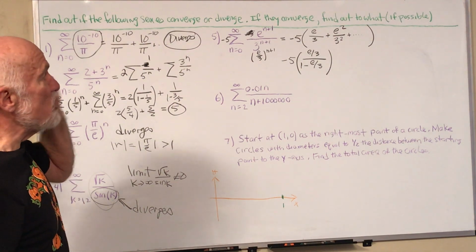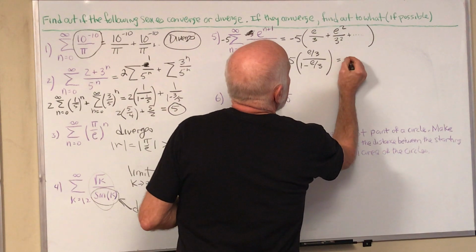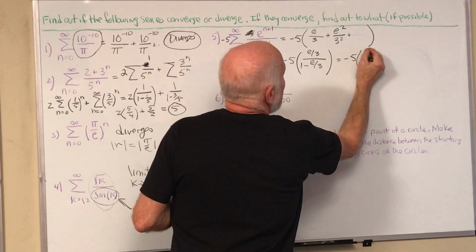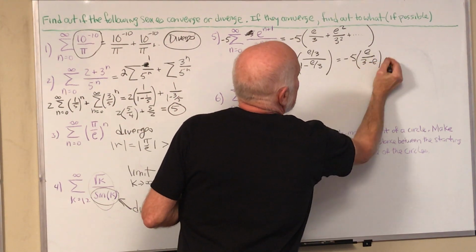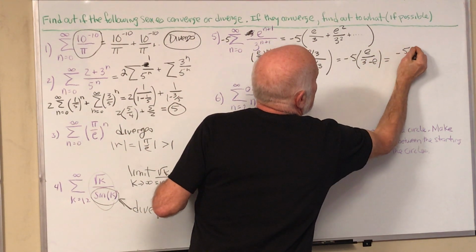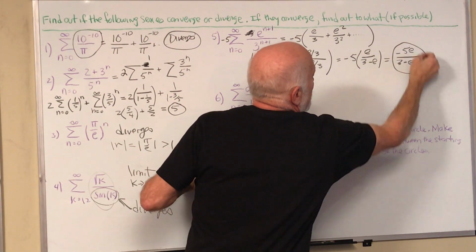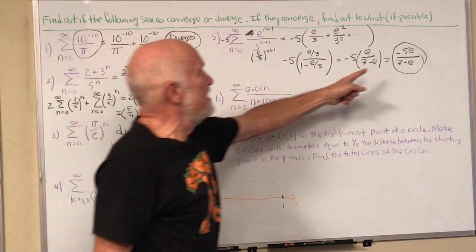Now, those of you who don't like fractions within fractions, I don't blame you. You can multiply the numerator by 3 and the denominator by 3. And you can get something that looks a little bit nicer. So we can say that that series converges to this number.